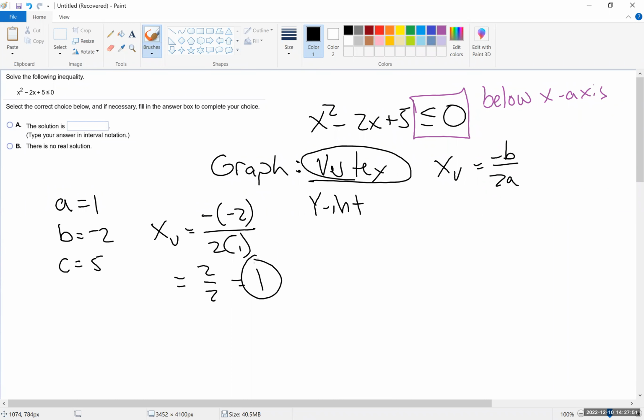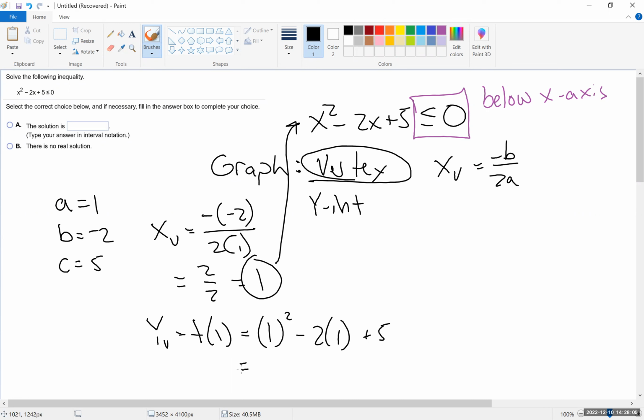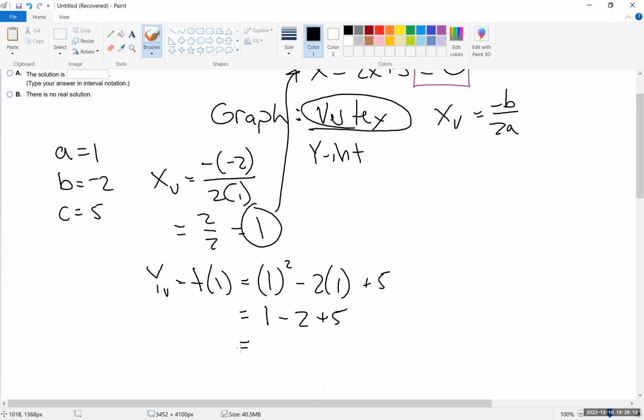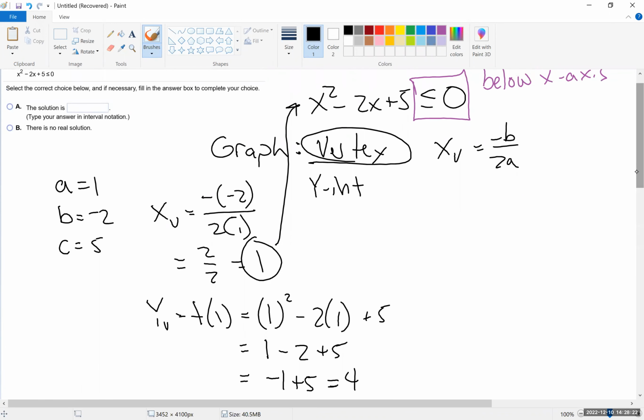Now, to find the y value of the vertex, you plug 1 back into the function. So f of 1 is equal to 1 squared minus 2 times 1 plus 5, which is 1 minus 2 plus 5. 1 minus 2 is -1, and -1 plus 5 is 4. That's true, we didn't make any mistakes. The vertex is the point (1, 4).